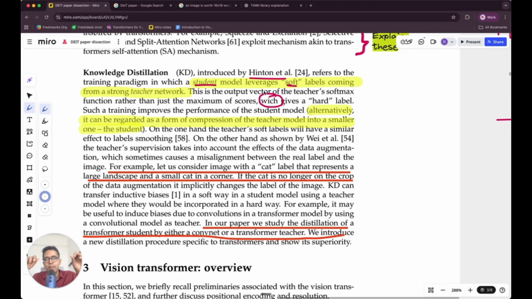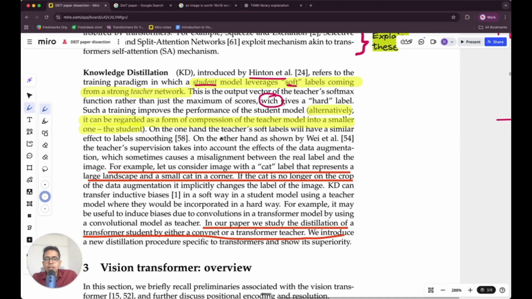So for a given data point, if the teacher thinks that it's 80% dog and 20% cat or vice versa, you train the student to make that prediction, something like that. So you are essentially, somehow, indirectly compressing the teacher into a smaller student model. And what do we mean by small and big here? Simply the number of parameters. The teacher model will have a greater number of parameters compared to the student model.